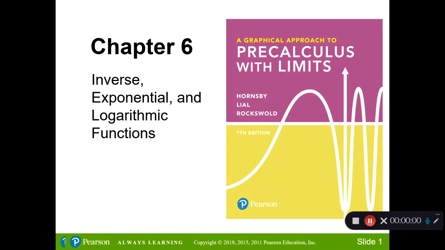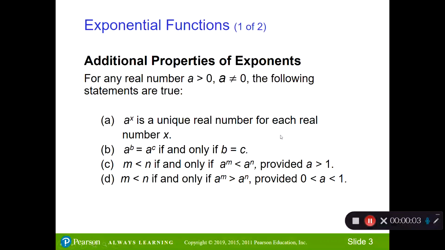Exponential functions. Looking at an exponential function, we need to remember the following properties. If I've got the same base raised to two different exponents, they'll only be equal if the exponents are equal, because a number raised to a power is a unique real number for each x that I plug into that expression. If this exponent is less than that exponent, then this inequality will be true when a is bigger than 1, when the base is bigger than 1.